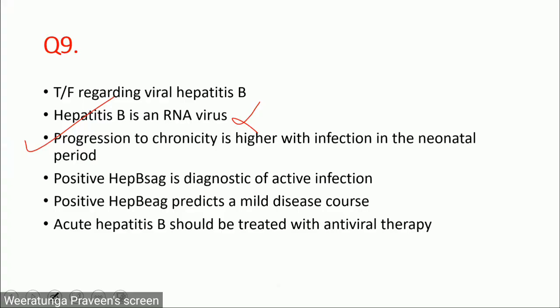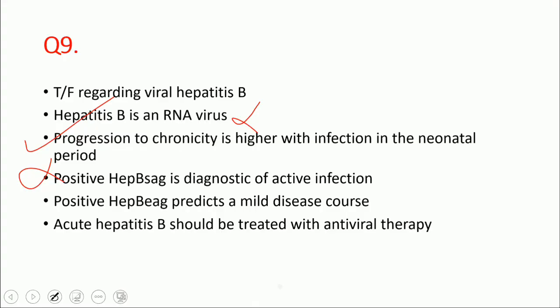Hepatitis B positive surface antigen is diagnostic of acute infection. To diagnose acute infection, the surface antigen alone is not enough, because surface antigen can be positive even if people are just carriers of the virus. So in order to diagnose acute infection, you have to show a positive DNA, a positive surface antigen, and a positive IgM to the core antibody.